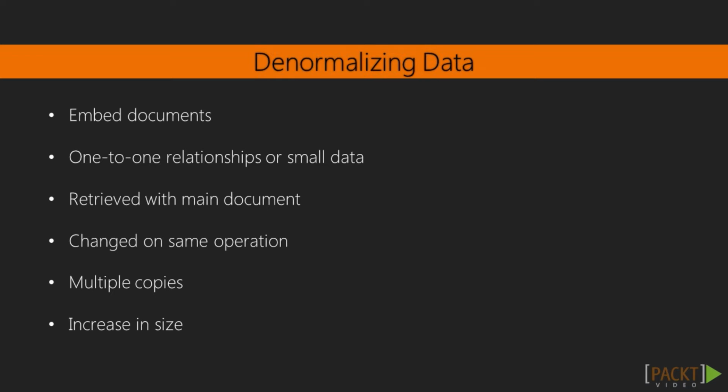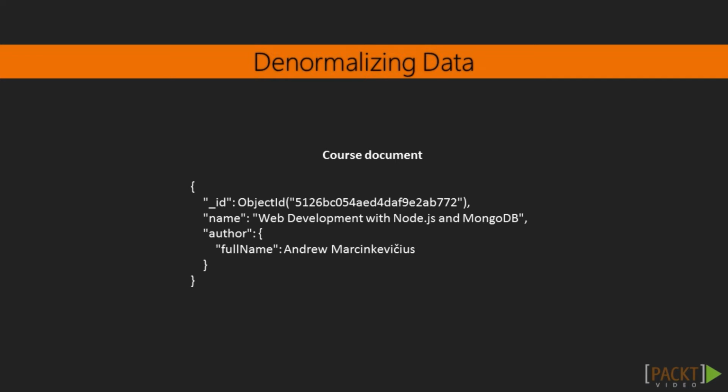This data will also be changed in the same atomic write operation. The disadvantage is that this data might be repeated often, leading to multiple copies for each document. If this data is not accessed often, it adds an unnecessary increase in size for the main document. Here is an example of denormalized data. As you will notice, it is actually the same data, so it is your choice which strategy you use.